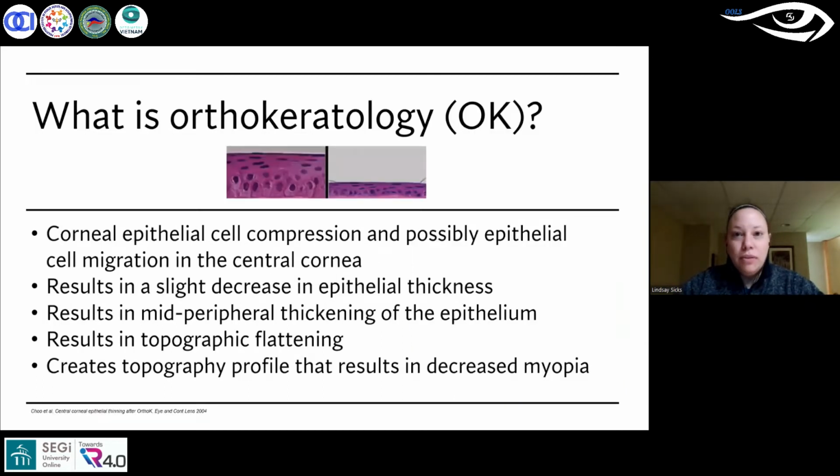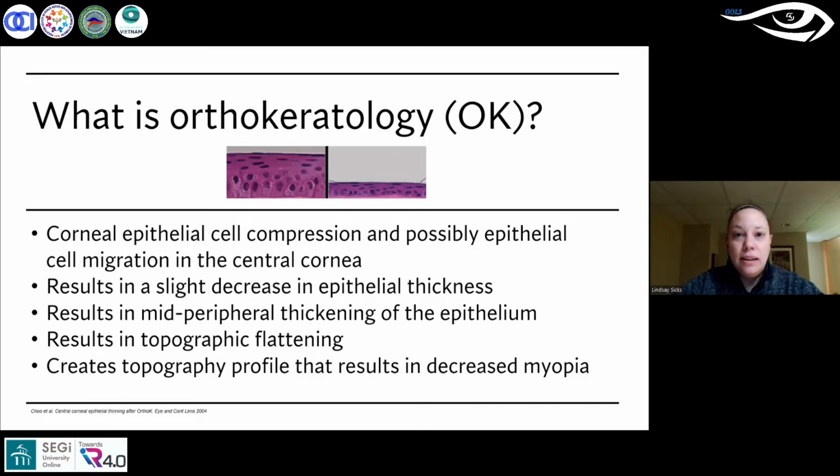So what happens in orthokeratology is actually changes to the corneal epithelial cells themselves. They compress down and we think they migrate, and that causes a change to the epithelial thickness that results in this mid-peripheral thickening. What we see then on a corneal topography is central flattening. And this whole change in the profile or the shape of the cornea results in lessened amounts of myopia.